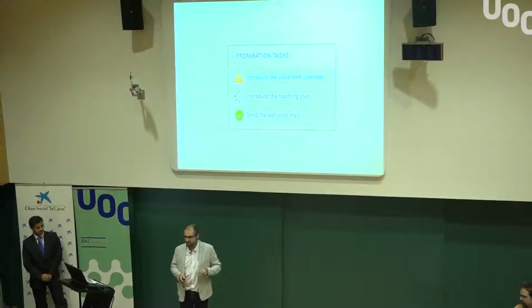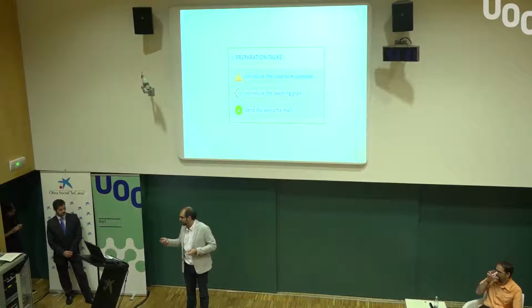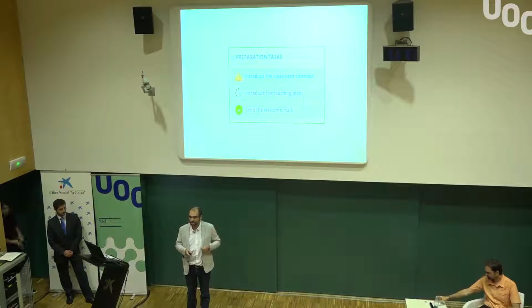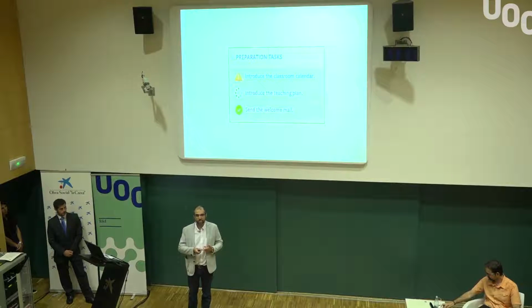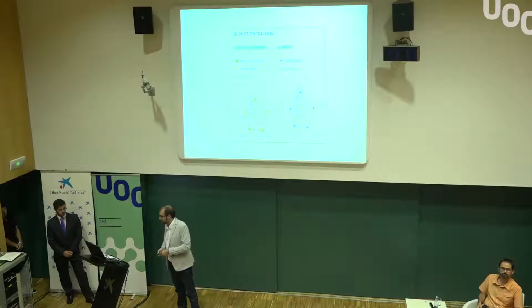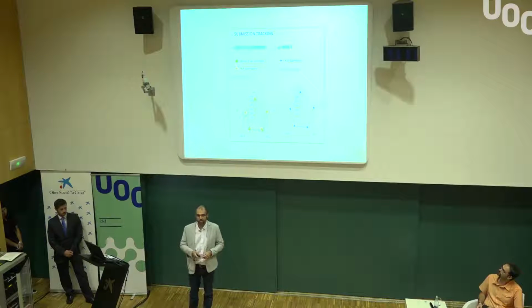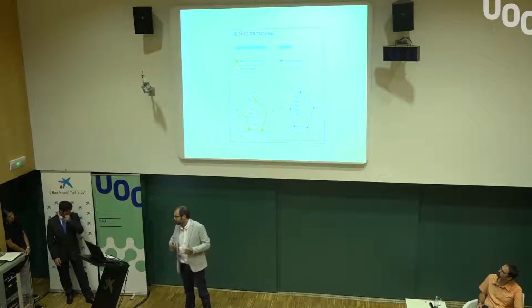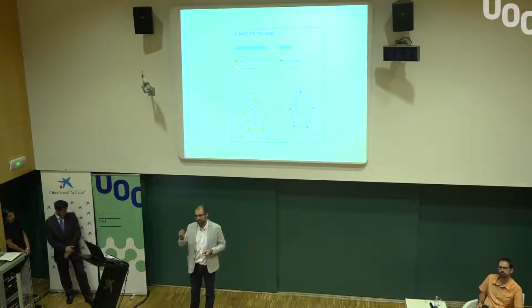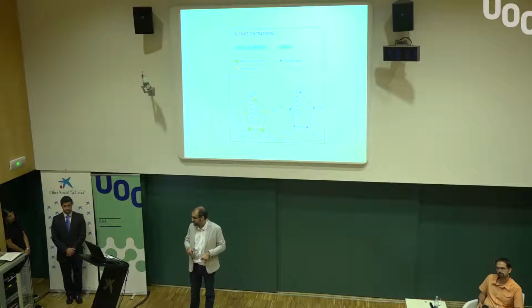The first one is preparation tasks. This indicator is like a checklist so that we can know if the calendar is uploaded and ready, if the teaching plan is loaded and ready, and if the teacher has sent a welcome mail to the students. So it's like a checklist before the course starts. The second indicator is submission tracking information to check with these graphs which submissions have been done. In fact, it's like medians and percentages of each pack, if each pack has been submitted in the current semester and in the previous semester, so we can compare.